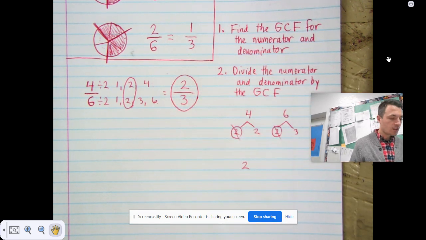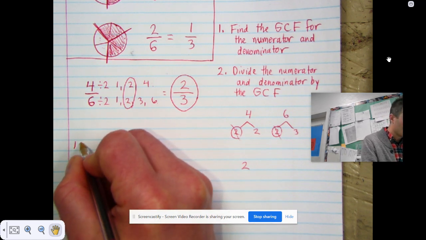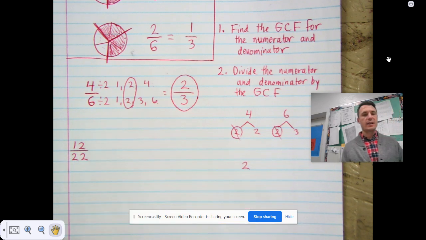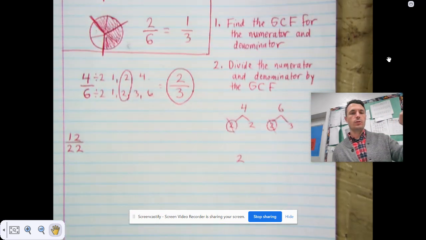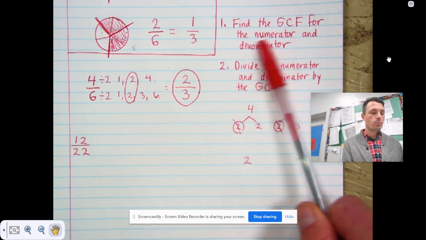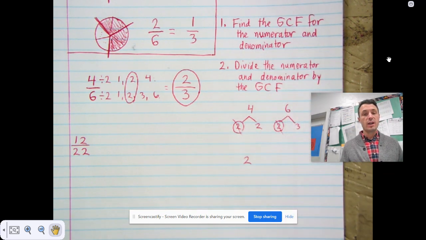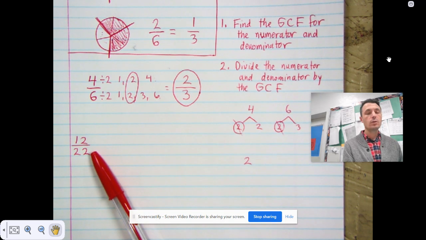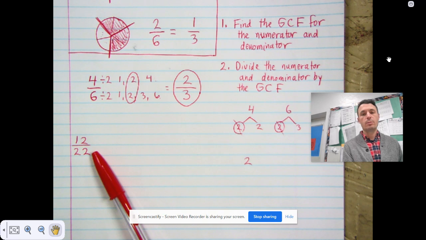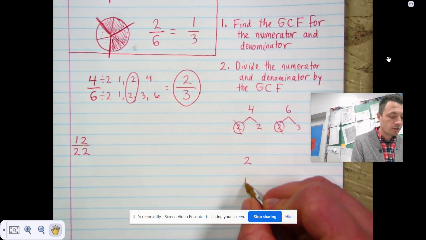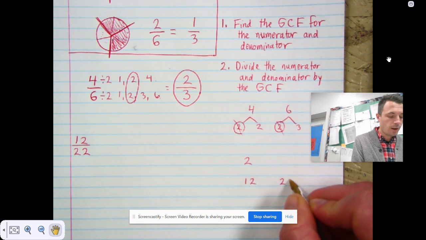Let's do another example together. Let's make this one a little bit harder. Let's do 12 over 22. Let's put that in simplest form. So the first step is we find the GCF for the numerator and denominator. And we can do that in two ways. We can either list all the factors for 12 and 22, and then circle the biggest one that's in both lists, or we can use prime factorization. I like to use prime factorization more, so we'll do it that way.